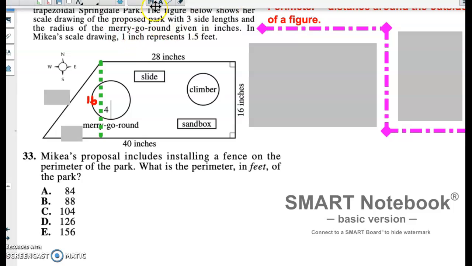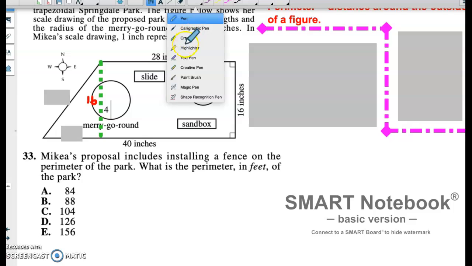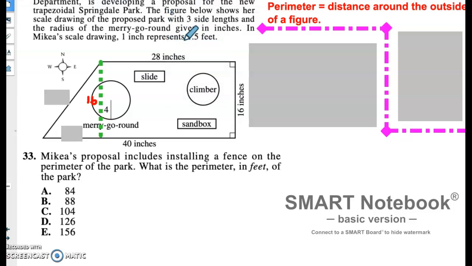So if we look at our figure here, we know almost all of the sides. So here we have 28 inches, 16 inches, 40 inches. The only piece we don't know is this diagonal part of the trapezoid right here. So in order to find the perimeter, we need to find the length of that yellow piece.